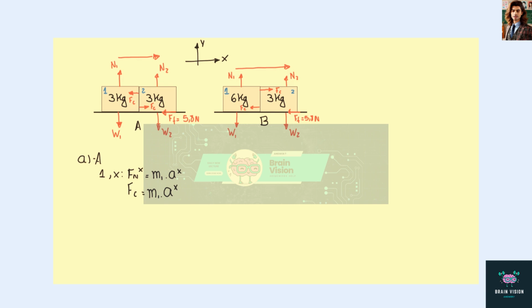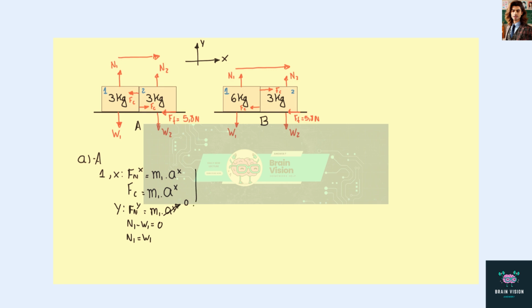Now, we can apply Newton's second law on the y-axis. By doing that, we get the following. The net force acting on the vertical direction is equal to the mass of block number 1 times its acceleration on the vertical direction. Since it's not moving and will not move on the vertical direction, its acceleration is equal to 0. Then, normal number 1 minus weight number 1 is equal to 0, meaning that normal number 1 is equal to the weight number 1.